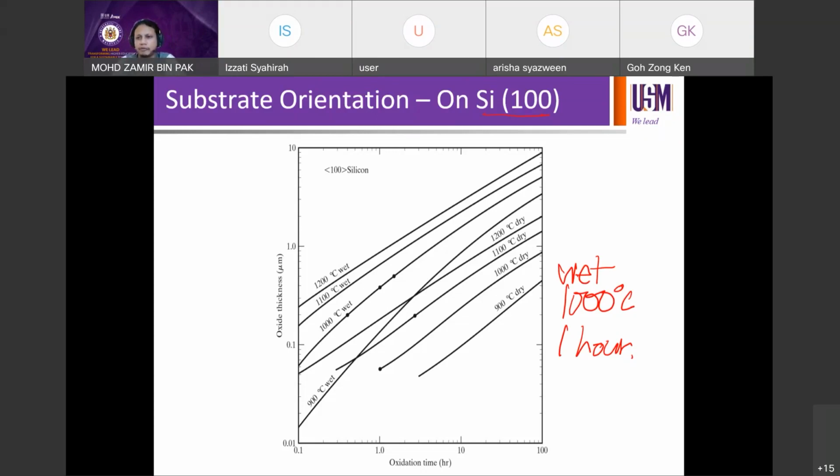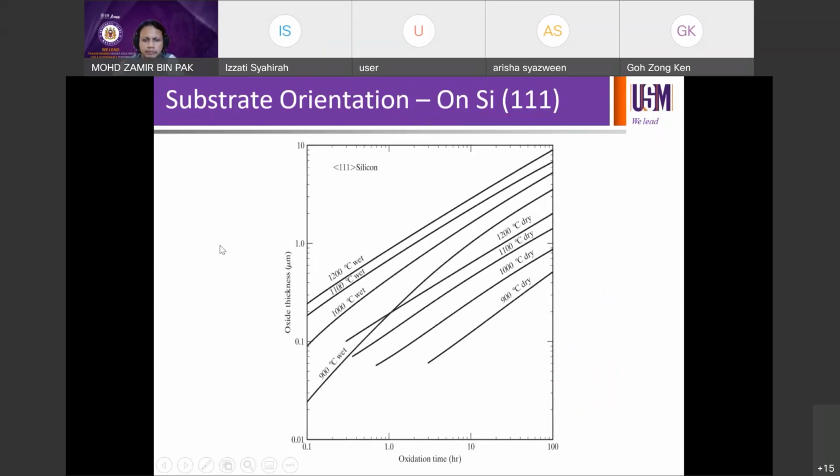Okay, 0.4, right? 0.4 micron, 0.4 micrometer or 400 nanometer. So that will be the Tox that we get from this process on 100 wafer. Okay, keep that in mind. Let's move on to the next one.